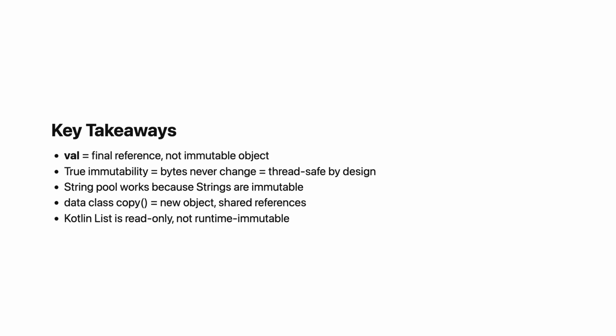But immutability has a price. Large object graphs pay for it in allocations. And Kotlin's List interface is read-only, not truly immutable.